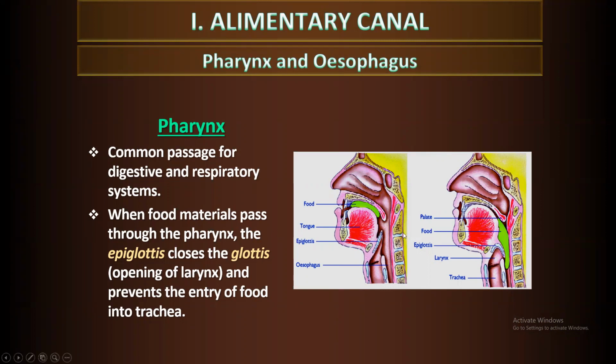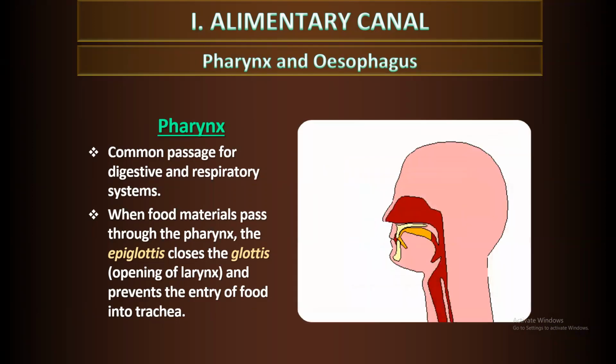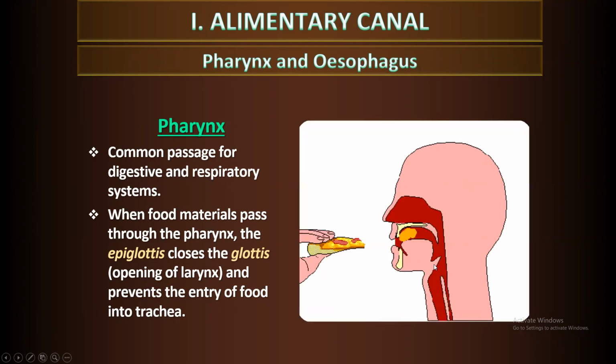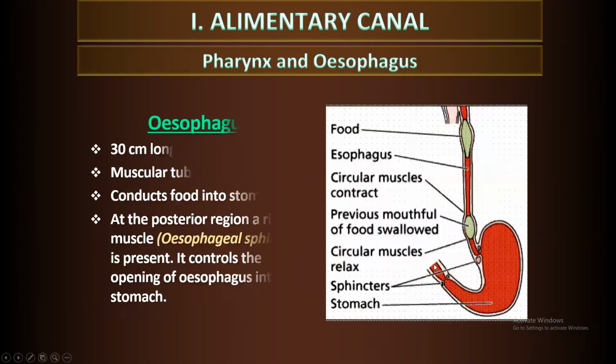The opening of the trachea is called the glottis. Whenever we are swallowing food material, the glottis is closed by the epiglottis. That is very clearly given in this diagrammatic representation. Try to understand: when we are swallowing food material, the epiglottis closes the glottis.